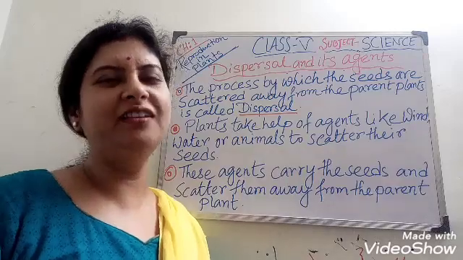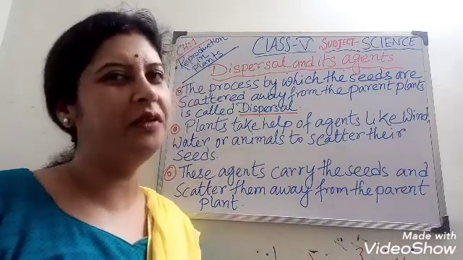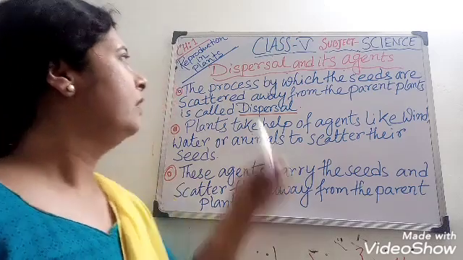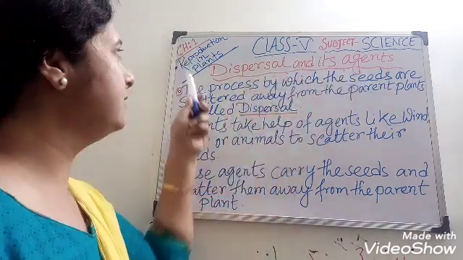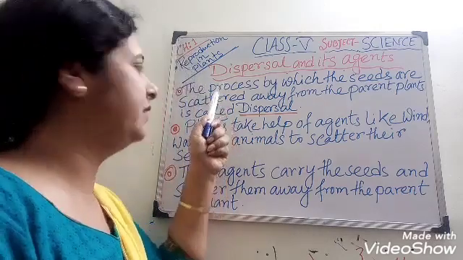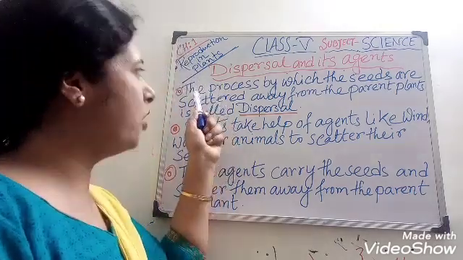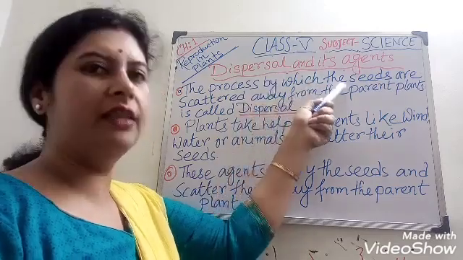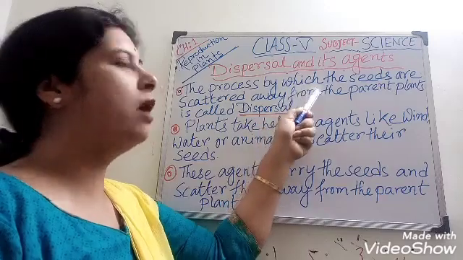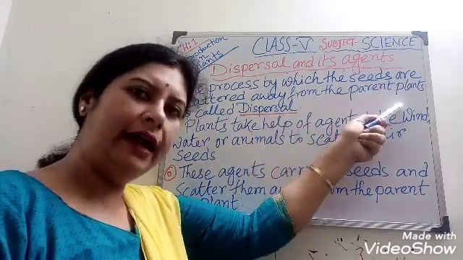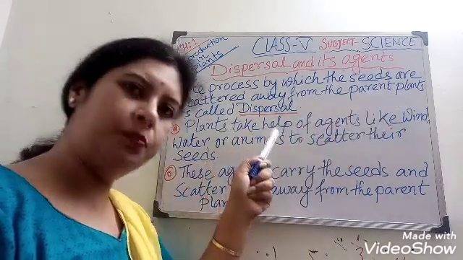Hello my dear children, in today's science class we will discuss dispersal and its agents. It is under our first chapter. Then let's start. The process by which the seeds are scattered away from the parent plants is called dispersal.